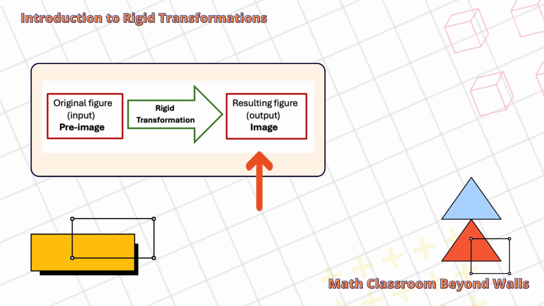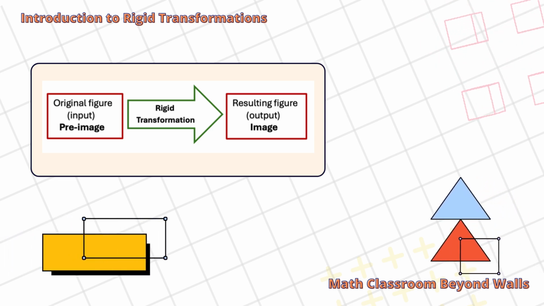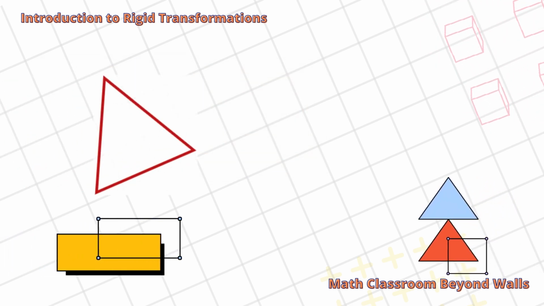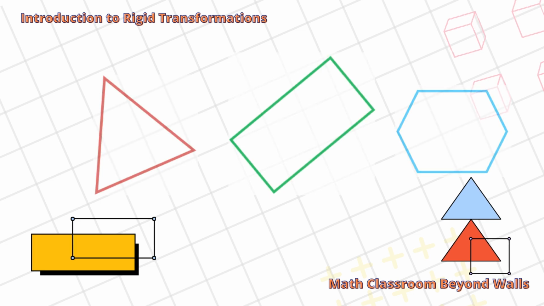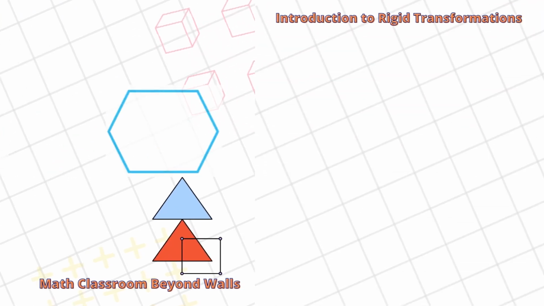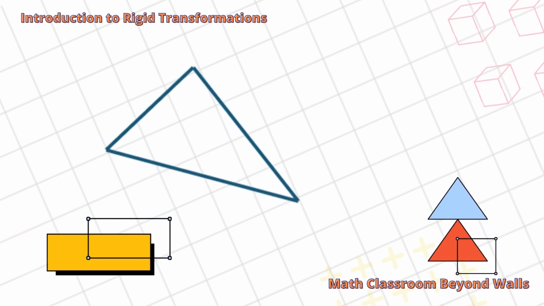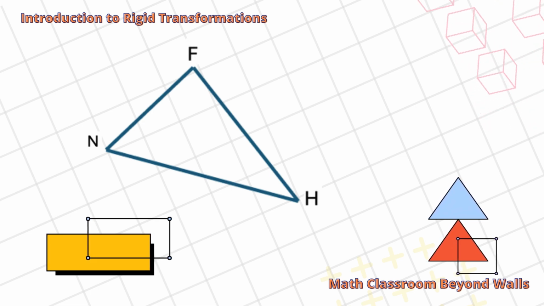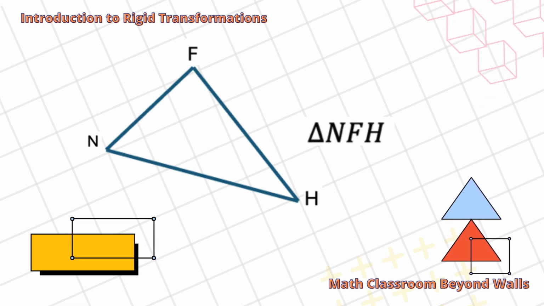In geometry, these objects are oftentimes represented by two-dimensional figures like triangles, rectangles, and other polygons. These figures are given names by identifying the vertices, the corners, using the uppercase letters of the English alphabet. Here, the triangle has its vertices, corners, labeled N, F, and H. We now call the triangle NFH.